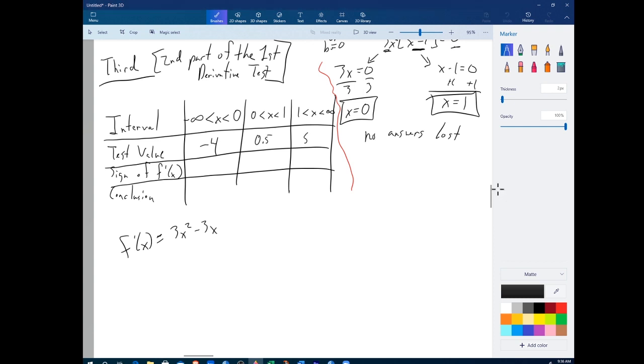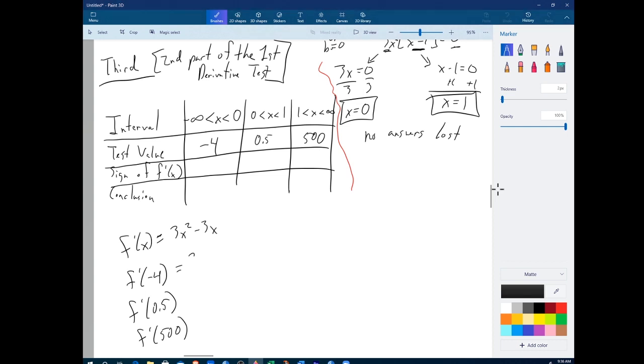500. Okay. All right, so what we're going to do is plug these numbers into our function. You don't even need to know what the answer is. If you find the answer, that's not a bad thing. But I'm going to find the derivative at -4, the derivative at 0.5, and the derivative at 500, and all I care about is do I get a positive number out or a negative number out. What the number is, I don't even care.